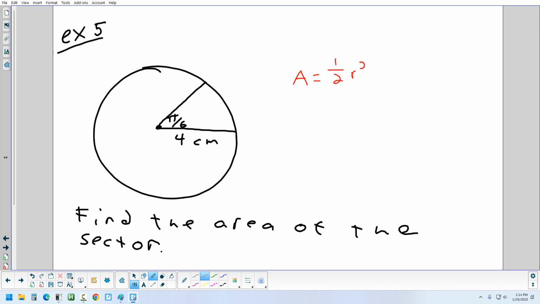Area equals a squared plus b squared. I'm just kidding. That was a joke.